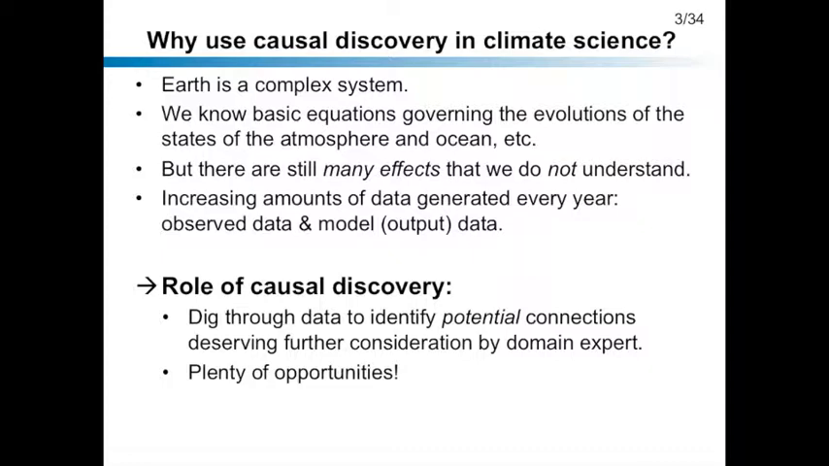So first of all, first question. Why do we want to use causal discovery in climate science? Earth is a complex system, so sure, we know most of the basic equations governing the Earth, but there are still many, many effects that we really don't understand. So on one hand, we have many open questions, and on the other hand, we get more and more data every year. We get observed data, and we also get the output of climate models. So more and more data, still open questions, sounds like a perfect application for causal discovery.